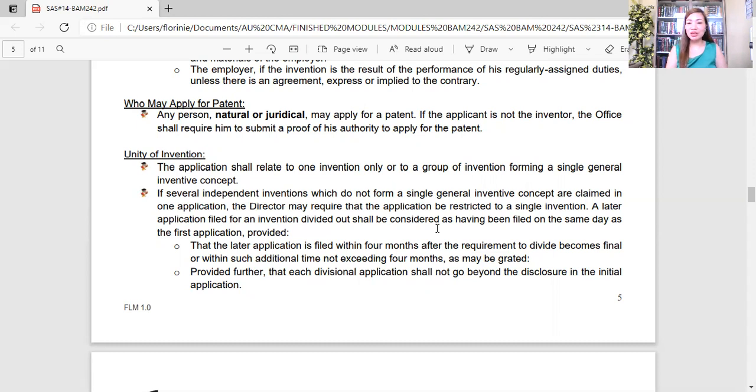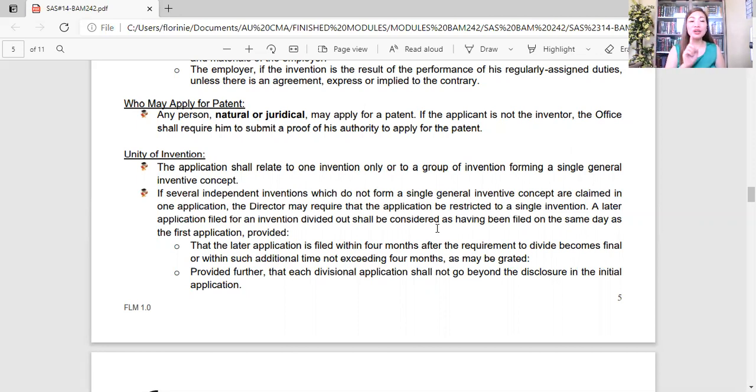Okay. So ito na yung mga dates to remember. So, a later application filed for an invention divided out shall be considered as having been filed on the same day as the first application. So, provided that the later application is filed within 4 months after the requirement to divide becomes final or within such additional time not exceeding 4 months as may be granted. Okay, as may be granted. So, 4 months yung hihintayin and another 4 months for extension kapag talagang kinakailangan.